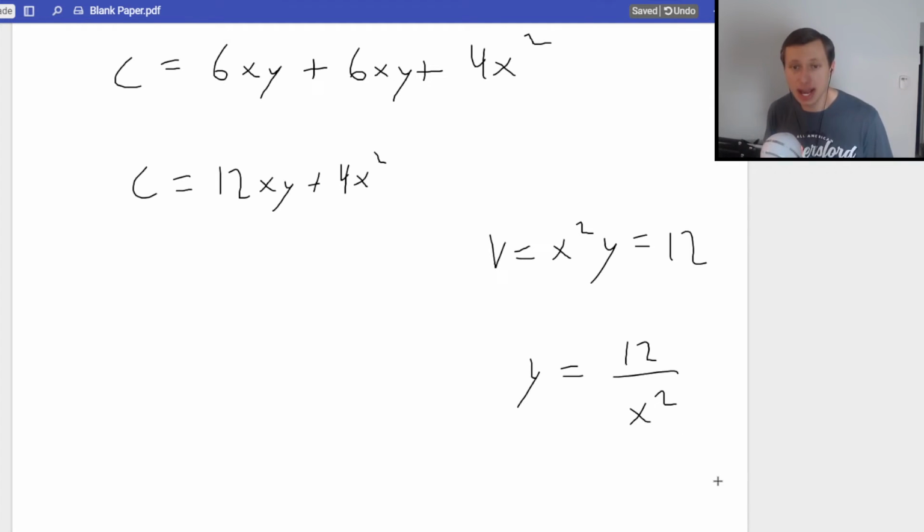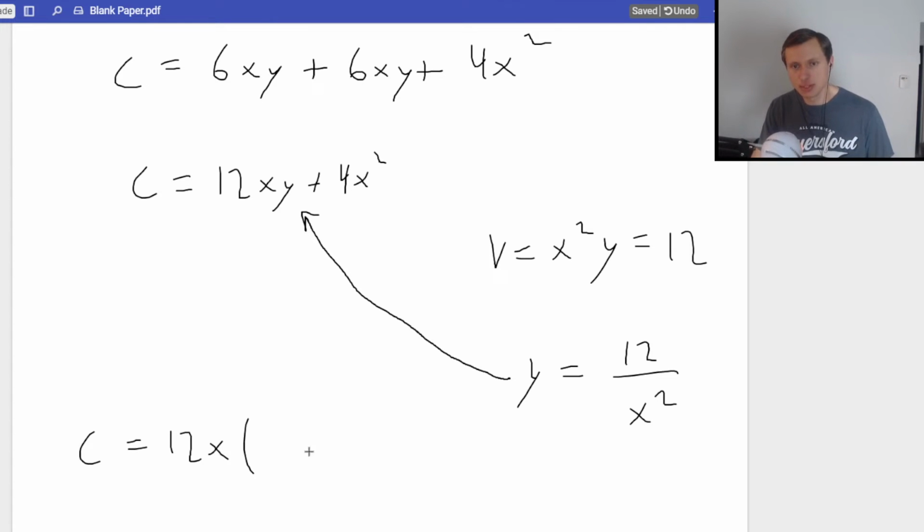If you solve for x, you're going to take a square root. You need the plus or minus. It's just a nightmare. Don't do it. Just choose y because it's not squared. Then we need to plug in y, the constraint, into our objective equation, the y variable right there. So when we do that, we're now going to have cost equals 12 times x times y, which is 12 divided by x squared, plus 4x squared.